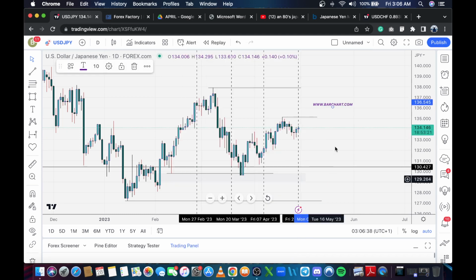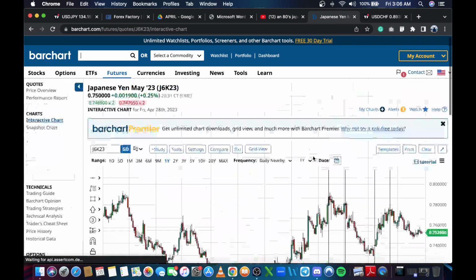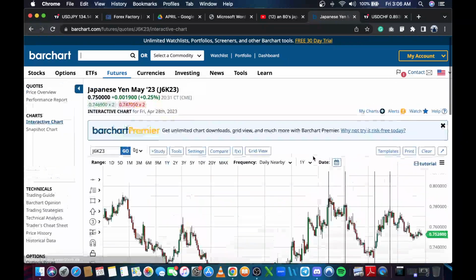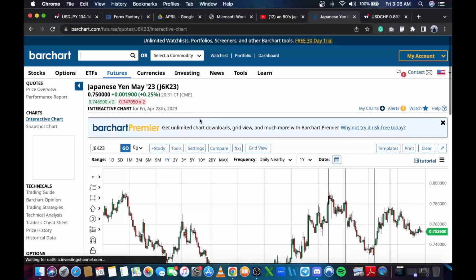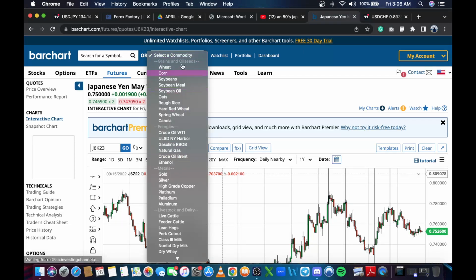You can go to www.bar.com. You can create a free account with them, and right here I have my yen futures chart. Let me show you why I was able to access the yen futures chart. So you go to select commodities, and you can see you have your commodity here. You have your section, grains and oil seeds.